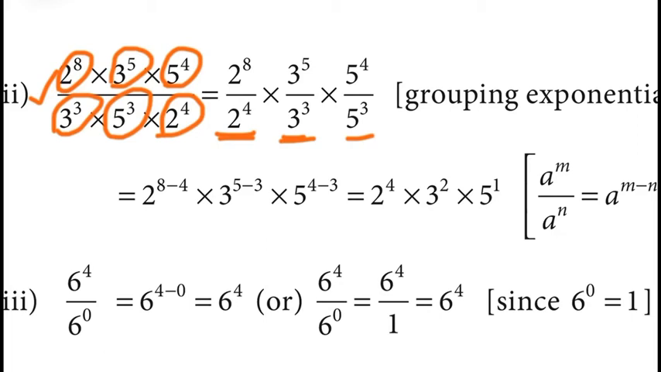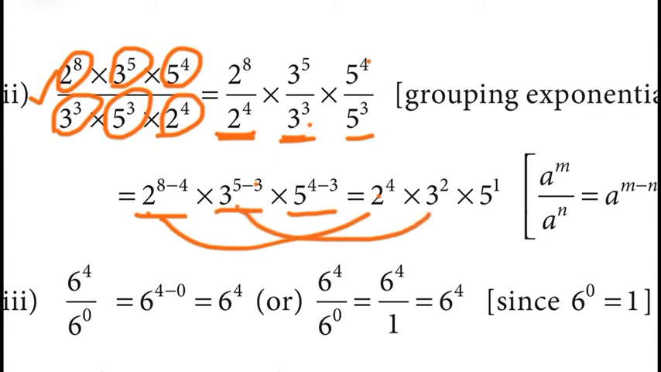2 power 8 by 2 power 4, so I write it as 2 power 8 minus 4. 3 power 5 by 3 cube, so I write it as 3 power 5 minus 3. 5 power 4 by 5 cube, so I write it as 5 power 4 minus 3. Powers are subtracted. That is equal to 2 power 8 minus 4, that is 2 power 4. 3 power 5 minus 3 is equal to 3 square. 5 power 4 minus 3 is equal to 5 power 1. That's the answer.